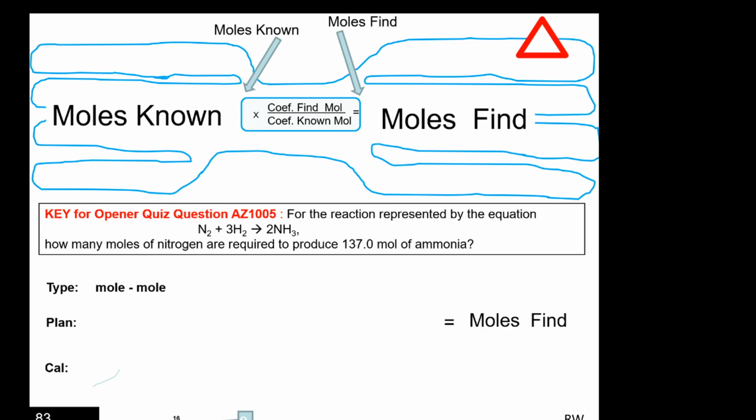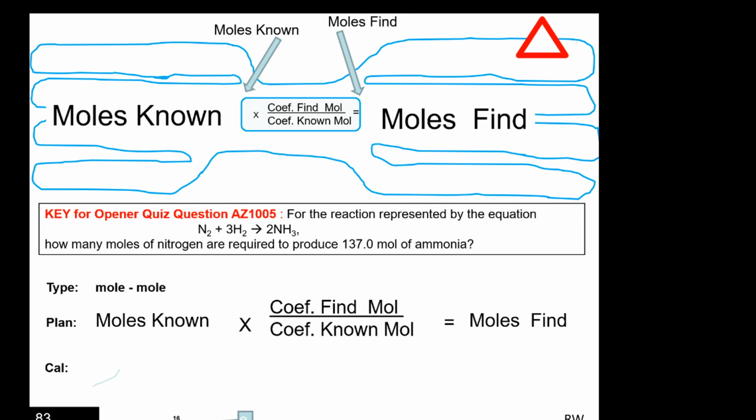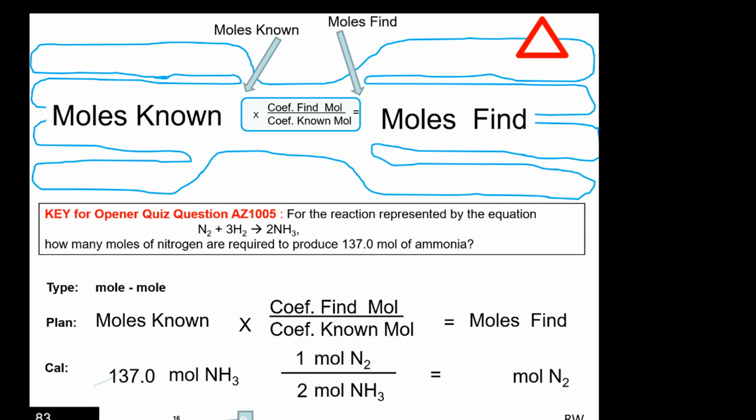All right, so it's a mole-to-mole problem. You're trying to find so many moles from the moles of the known. You multiply by your mole ratio. So 137 moles of ammonia. Use that to calculate your moles of nitrogen. You got your moles of ammonia in the bottom, your moles of nitrogen up top. So your mole ratio is 1/2. Make sure those units cancel. Answer is 8.5 moles of nitrogen.